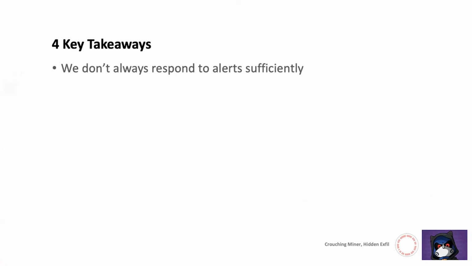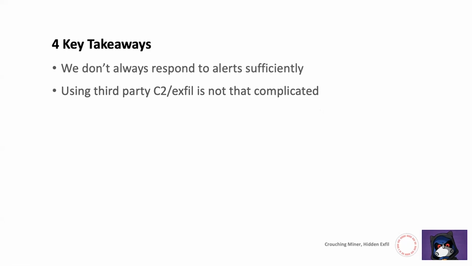Things you should take away. We don't always respond to alerts sufficiently. Using third-party C2 servers for exfiltration is not that complicated. We've seen it before, using Twitter and Gmail for C2 servers. Now I'm showing you an example of using a crypto miner for exfiltration to a mining pool. It's not that complicated to do, and I'm sure there are plenty of other examples we could come up with of using some third party that is typically benign, or at least dismissed, as a C2 server.